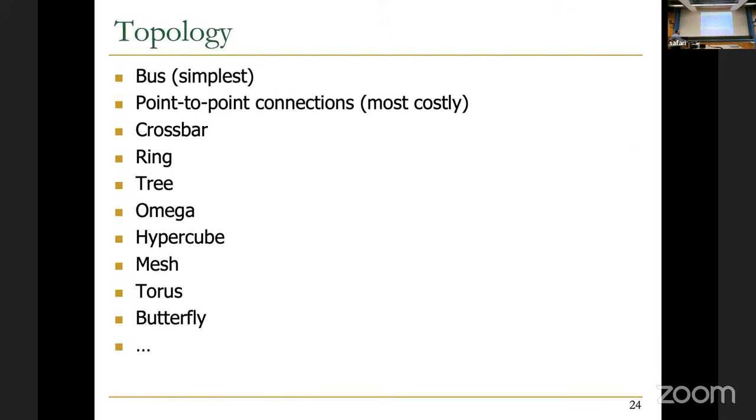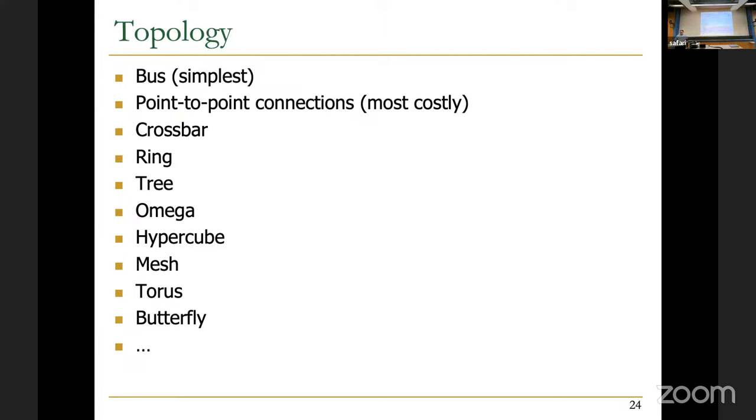Okay, there are many different topologies in the literature. Here are some examples. The simplest one is bus. The next one is point-to-point connection, which is the most costly topology. Crossbar, ring, tree, omega, hypercube, mesh, torus, butterfly, star, and many, many more. If you search for that, there are tons of papers where people develop different interconnection network topologies, characterize them, and show the different metrics for them.